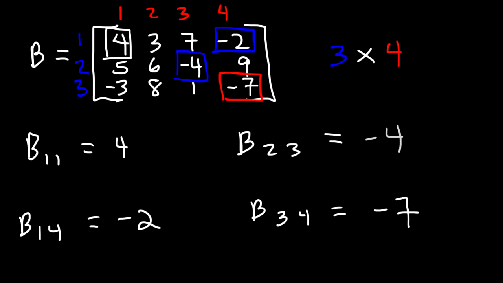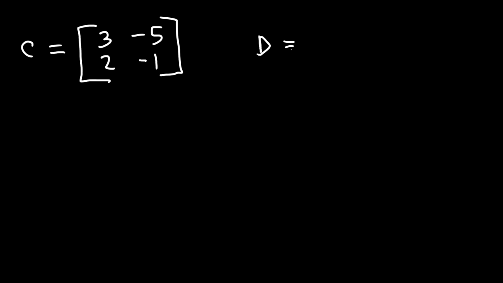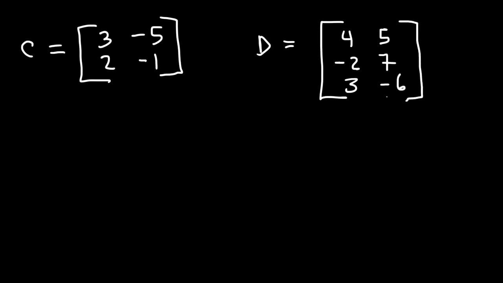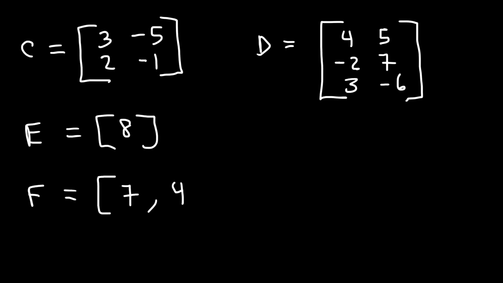So you need to be able to determine the order of the matrix and the value of every or any element in the matrix. So what I'm going to do at this point is I'm going to give you a list of matrices, and I want you to identify the order of each matrix. So let's say if we have matrix C and it has the numbers 3, -5, 2, -1. And then we have matrix D, which contains the elements 4, 5, -2, 7, 3, and -6. And then we have matrix E, which contains one number, which is 8, matrix F is going to have 7, 4, -5, and 11.